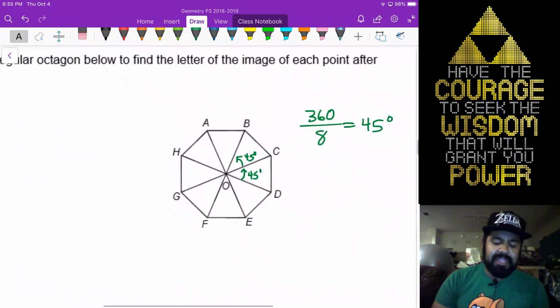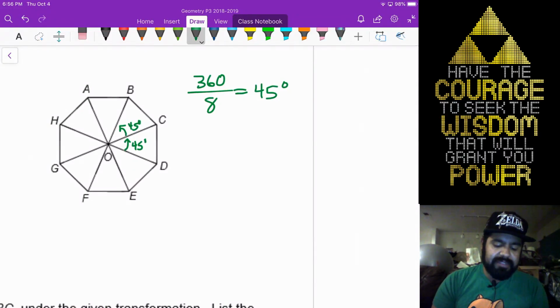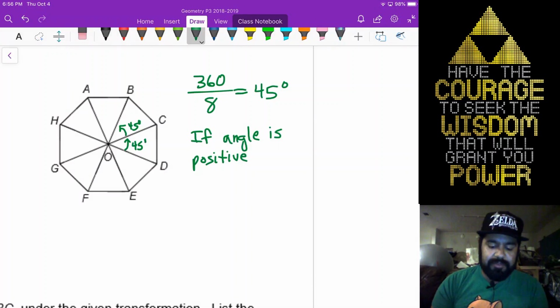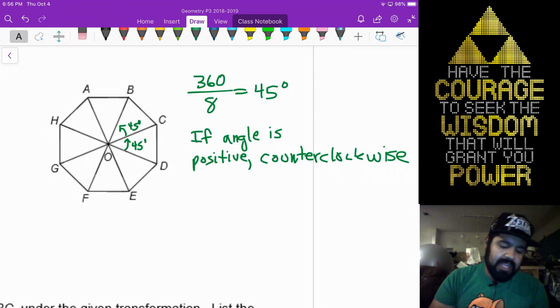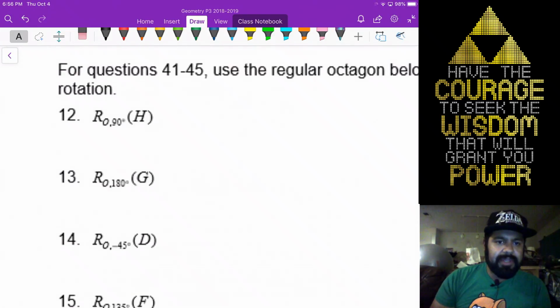One last note, in case you've forgotten, if an angle is positive, we read this as a counterclockwise movement. So therefore, if an angle is negative, it's going to go clockwise. And I know my webcam is showing it backwards, so let me try this again. If the angle is positive, it's going counterclockwise. If the angle is negative, it's going clockwise. Okay. So here we go.